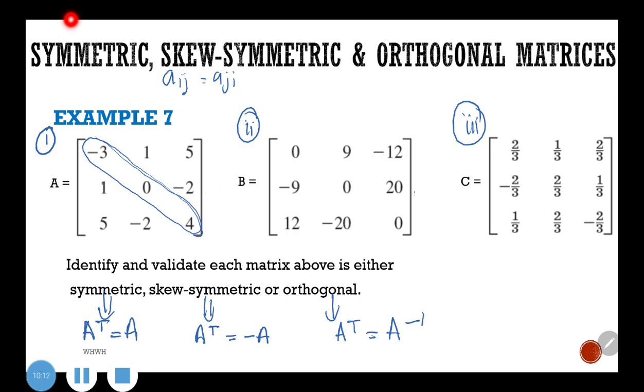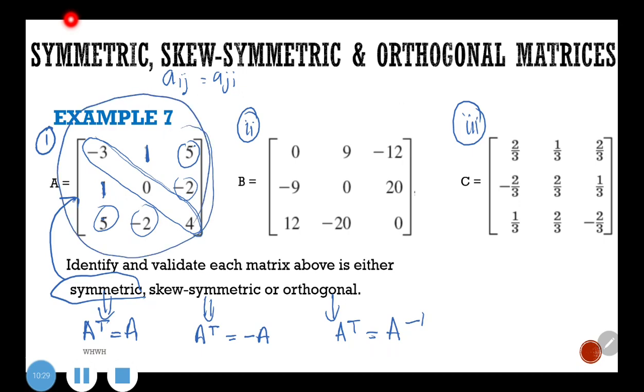So you see here 1 1 5, 5 dengan 5 ni. Negatif 2 dengan negatif 2. Is actually the first matrix is a symmetric matrix. Kalau you tak percaya, you try transposekan this matrix. Dapat tak? A transpose for this matrix, of course, kalau you transposekan, the first row here will be negative 3, 1, 5.